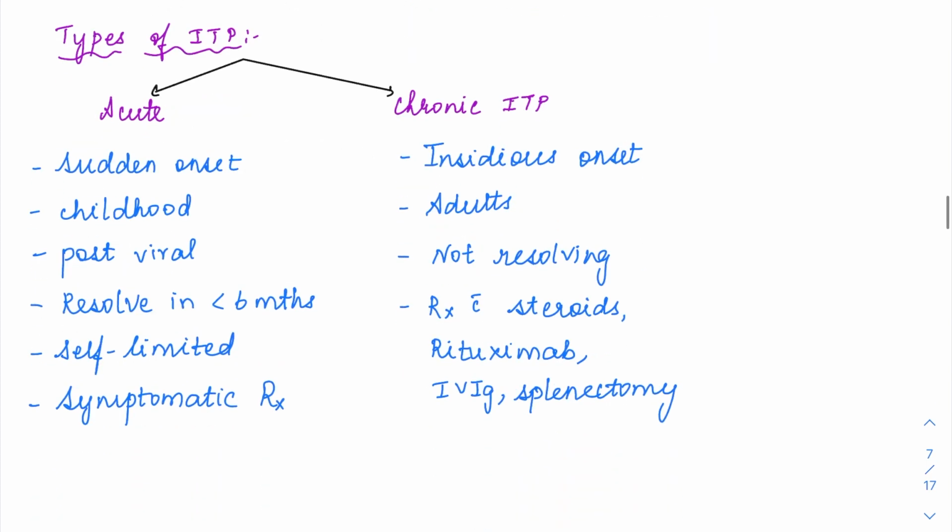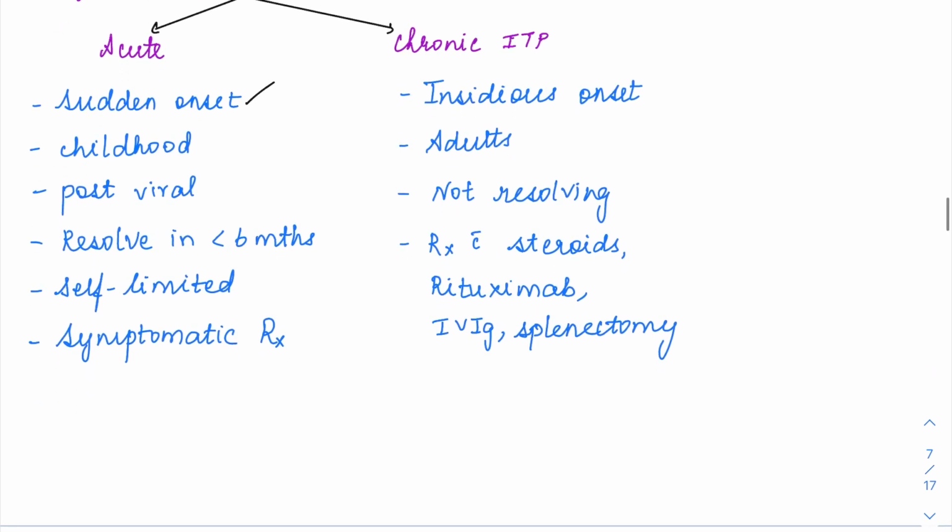The types of ITP are acute ITP and chronic ITP. Acute ITP is the one in which a child is usually affected, and generally they have a history of some viral infection. Sometime after the viral infection, the kids develop thrombocytopenia, and it is a self-resolving presentation. Within 6 months it will go by itself, and it is of acute onset. As the name suggests, it happens in a child post viral infection, and then resolves in less than 6 months.